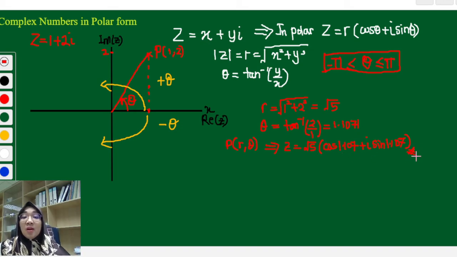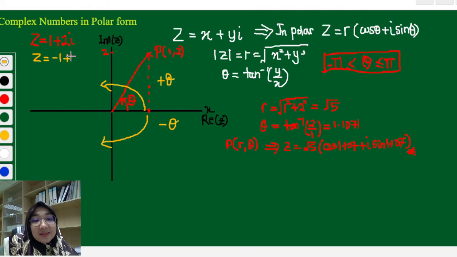Okay. Alright, let's try another example. Katakanlah saya tukar z tadi opposite direction of 1. So katakanlah yang second one you have z equal to negative 1 plus 2i. Tadi 1 plus 2i kan? Okay, now negative. So, bila negatif, kedudukan 1 tadi kat sini akan jadi on the second quadrant. Kat sini, okay, negative 1. So, you lukis.